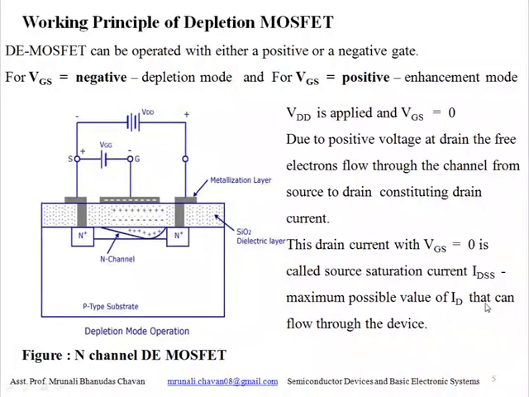It is the maximum possible value of ID that can flow through the device. This source saturation current is nothing but the current that flows through the channel from source to drain when we apply VGS 0. That current is known as IDSS, and it is the maximum value of ID that flows through the device.